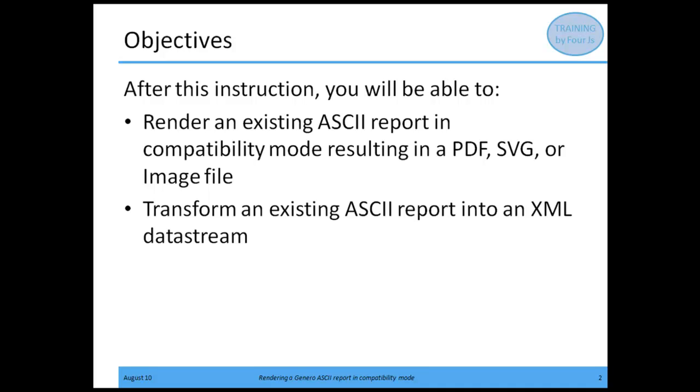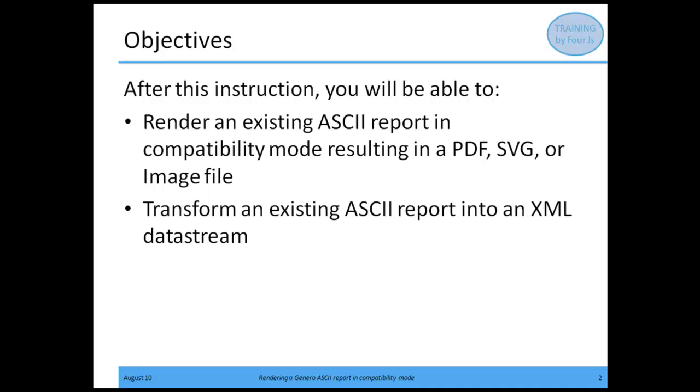By the time you're done with this module, you're going to be able to render an existing ASCII report in compatibility mode, meaning sending it through the Genero Report engine, resulting in a PDF, an SVG, or an image file, any of the types of output that's allowed. You could also send it to a printer, but you could do that previously.